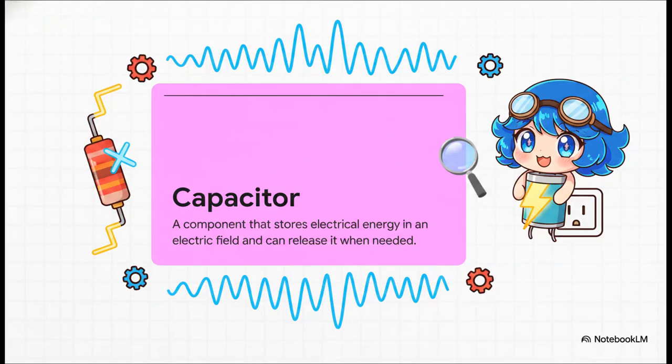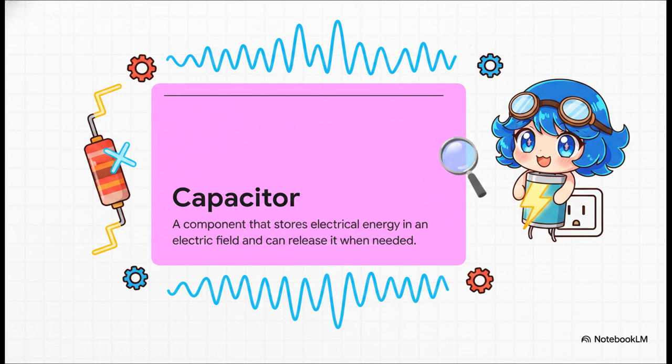Next up, the capacitor. Now, if a resistor is a valve, a capacitor is like a tiny, super fast-charging battery. It stores up energy and then releases it in a burst when it's needed. Think about the flash on a camera. It charges up for a second, and then bam! It releases all that energy at once. That's a capacitor at work.